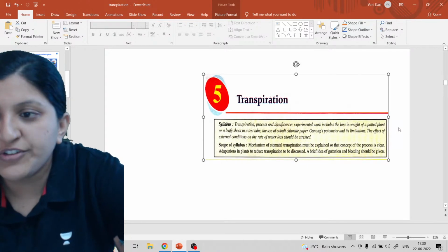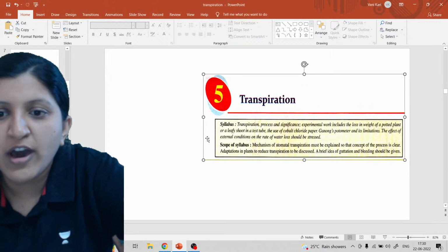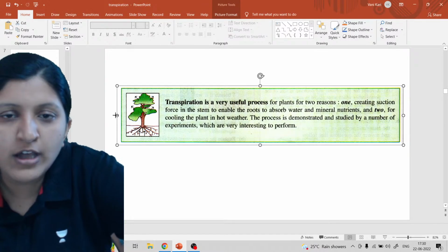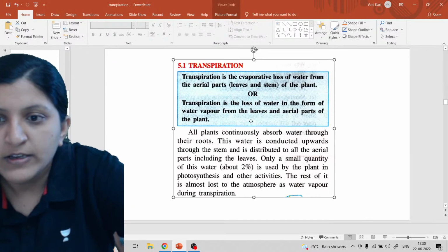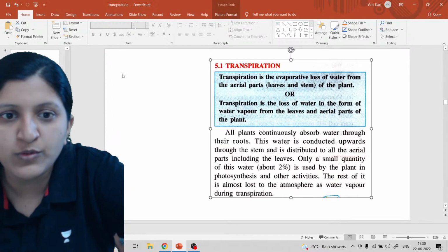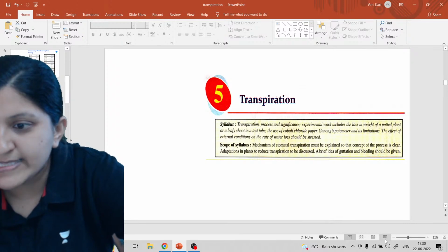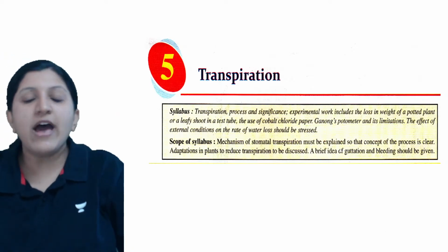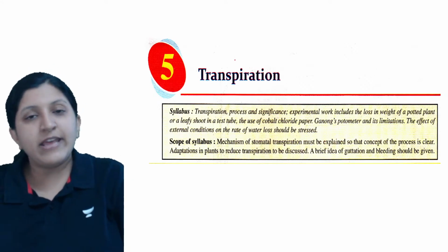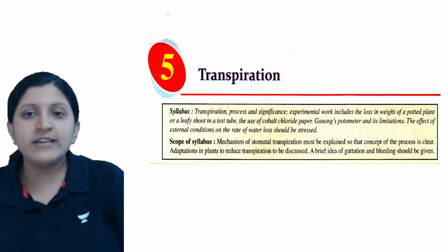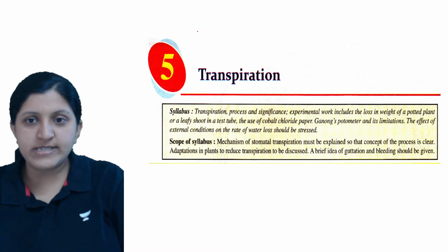Okay, so transpiration. When you start studying a particular chapter, just make sure that you have looked into the syllabus as well as the scope of the syllabus which is given there. I'll just move this a bit so that I'm not coming in between. All right, so let's see this. Now this is with respect to transpiration. Whenever you start preparing a particular chapter, make sure that you have a look at the syllabus and the scope of the syllabus.